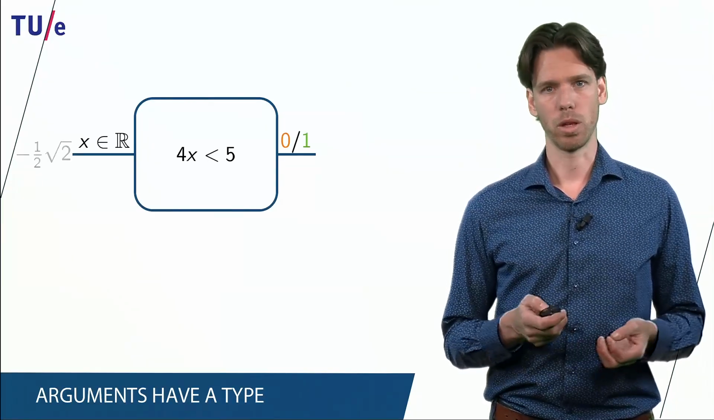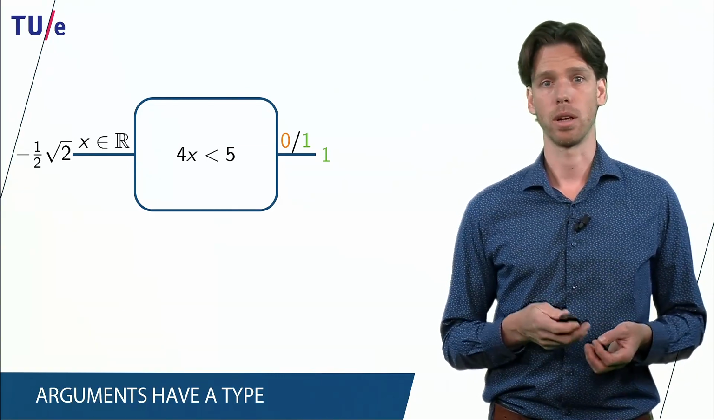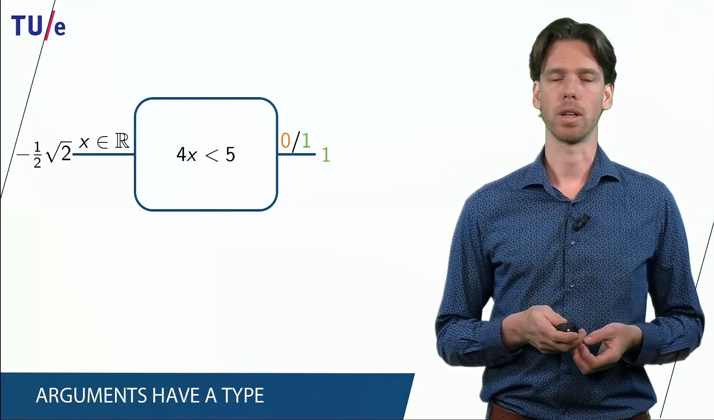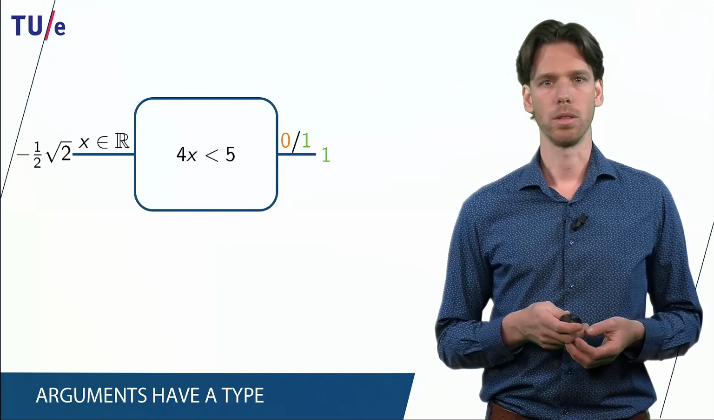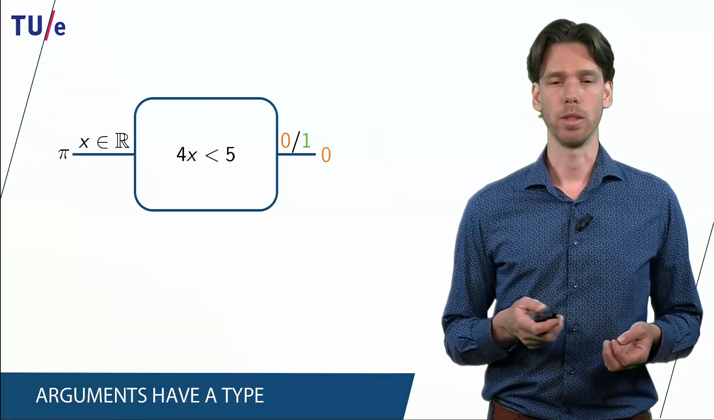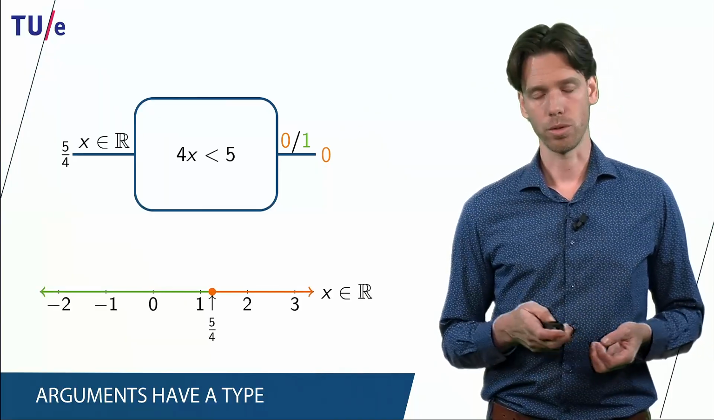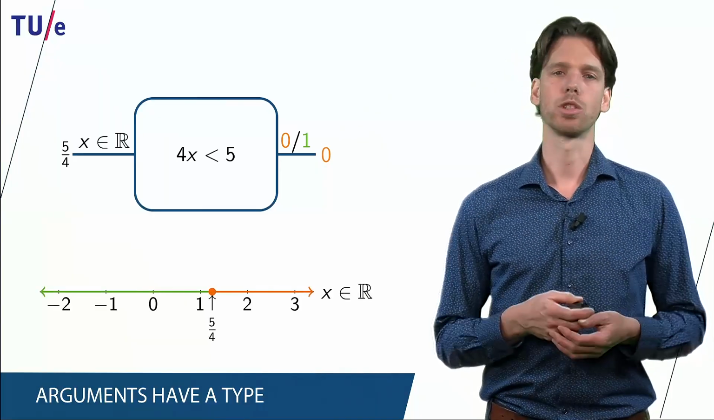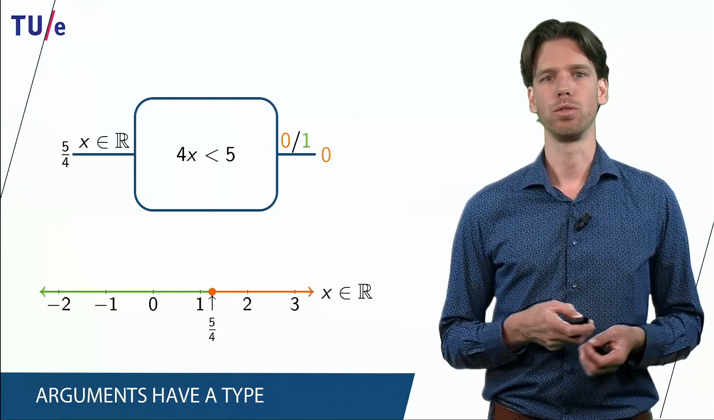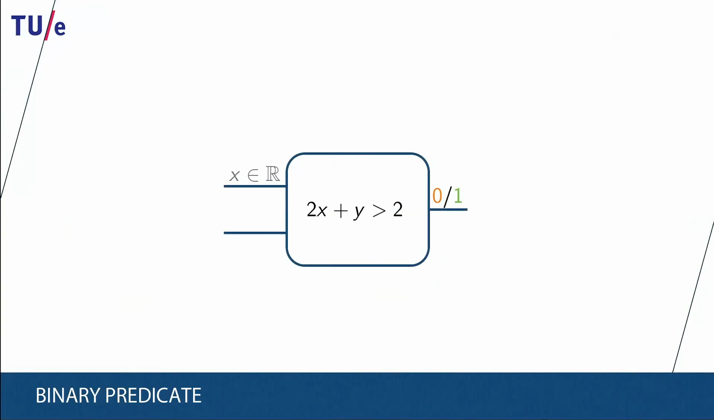And then we could also use this device to evaluate the predicate for values that are not integers. For instance, -1/2 times the square root of 2, which makes the device evaluate to true, or pi, which makes the device evaluate to false, or the fraction 5/4, which makes the device evaluate also to false. And then, of course, when we draw the interpretation of this predicate, we should use the continuum, we should use the whole real line.